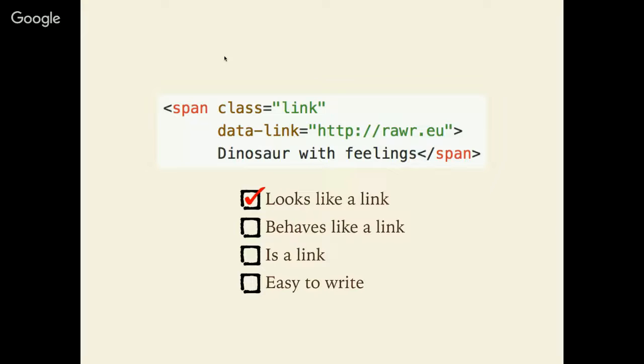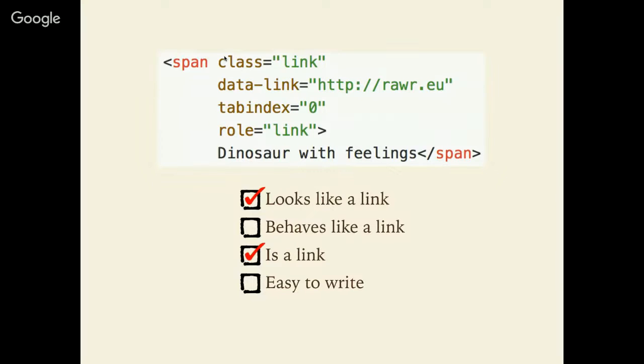And as you all know, a span and a div are just semantically meaningless elements. It's not really easy to write either, because first of all, span is 3 extra letters on top of the anchor element. We have to add the class to make it look like a link, and then we have to include a data link attribute to include other data. So it's not really easy, and to be honest, you don't really see this, but it's just an example. So we can add a couple things to make this behave a little bit more like a link.